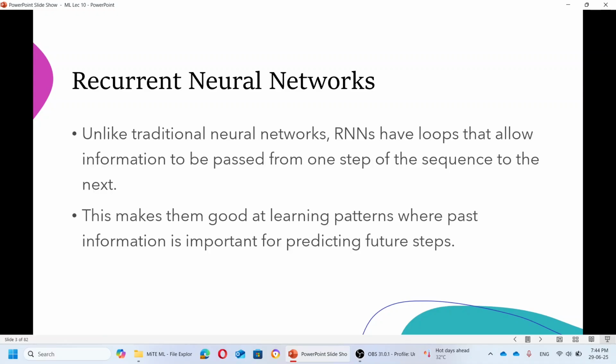Unlike traditional neural networks, RNNs have loops that allow information to be passed from one step of the sequence to the next. Here in RNN we have the concept of feedback, that the previous output will influence the next output. As we know in feedback systems, if we have an output, then that output will influence the next input. In a similar manner, in RNN, the output of the dense layers influences the next input of the process. This makes them good at learning patterns where past information is important for predicting future steps.